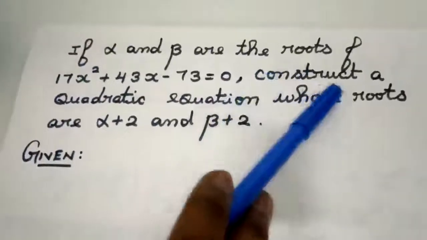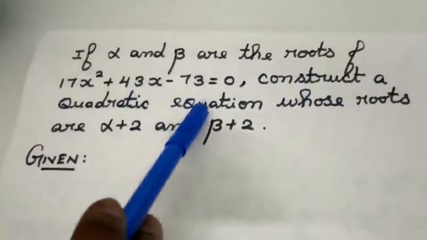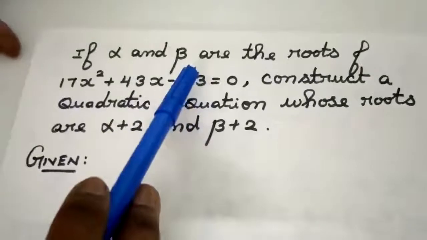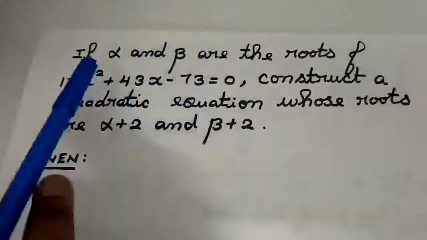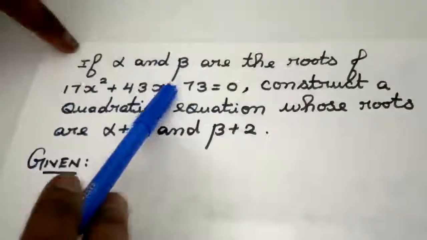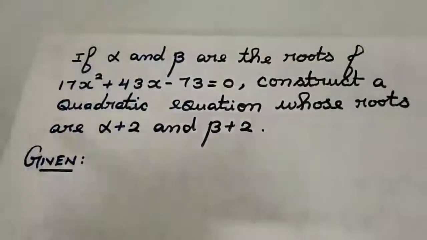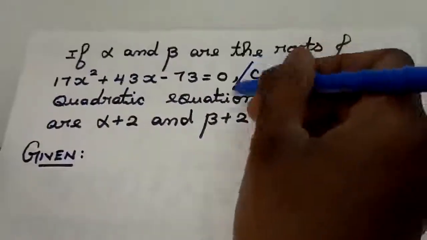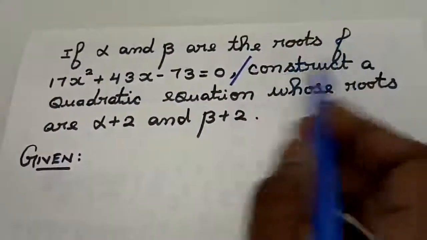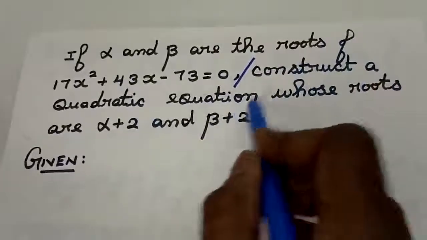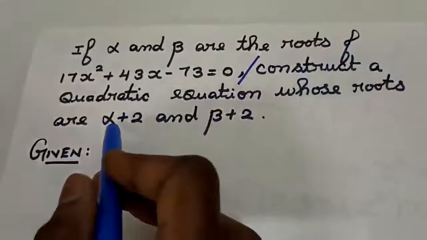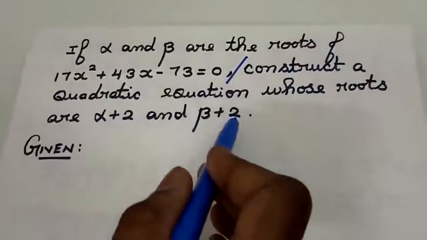I am going to construct a quadratic equation. The first condition they have given is that alpha and beta are the roots of this given equation. Using this concept, I am going to construct a quadratic equation. This is the second part of the question: I am going to construct a quadratic equation whose roots are alpha plus 2 and beta plus 2.